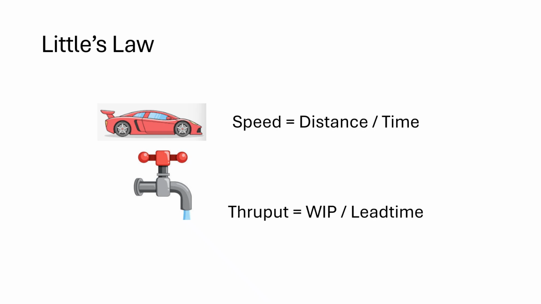The equivalent of the formula speed equals distance divided by time, in the case of process flow, is throughput equals WIP divided by lead time.